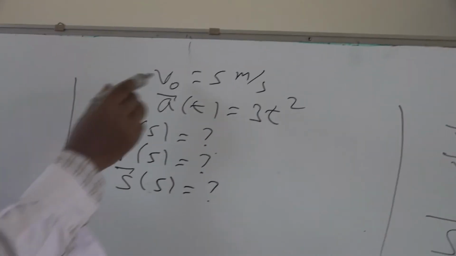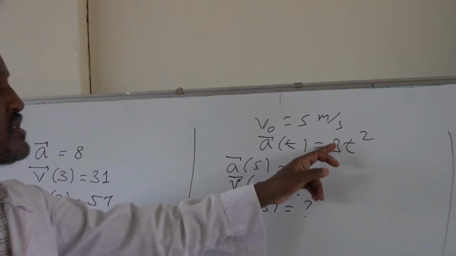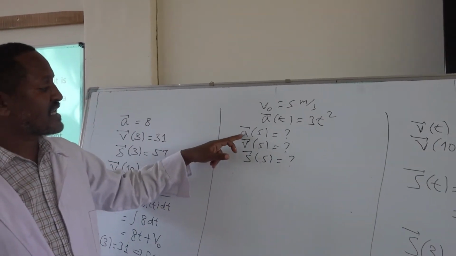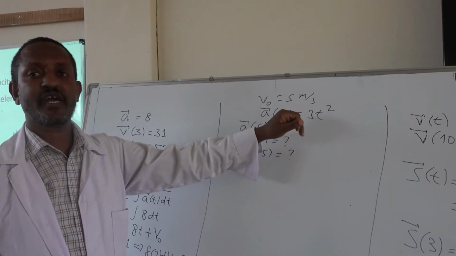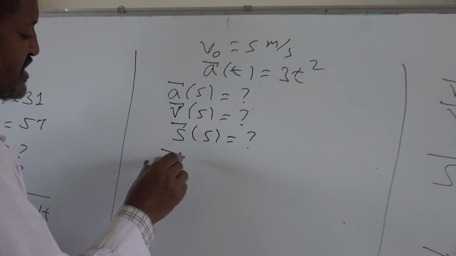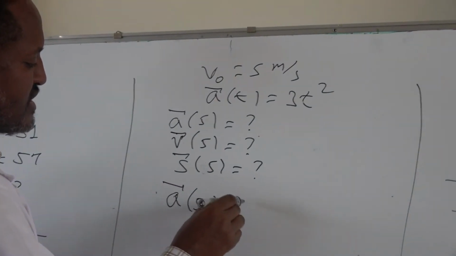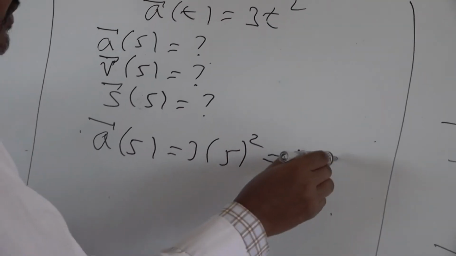These are the questions. Now from the acceleration, first the acceleration is given to be 3t squared. Therefore, the acceleration at t equals 5 seconds will be 5 squared, 25 times 3, that is 75. Therefore, the acceleration at t equals 5 seconds will be 75. This is the first answer.